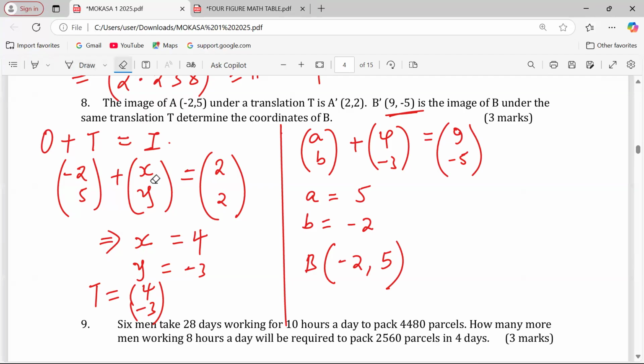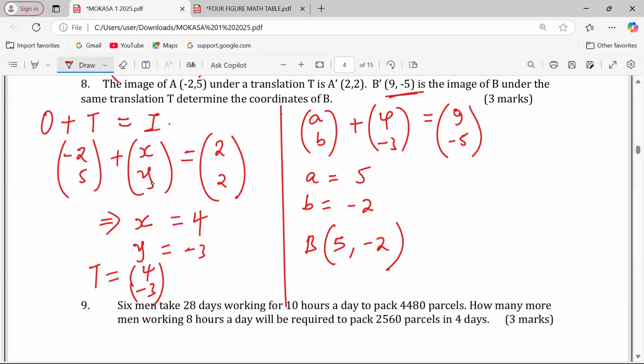I should start with the X component. Sorry for that mistake. 5 minus 2, that way. 5 minus 2. So that is how we work out that question on translation and translation vectors.